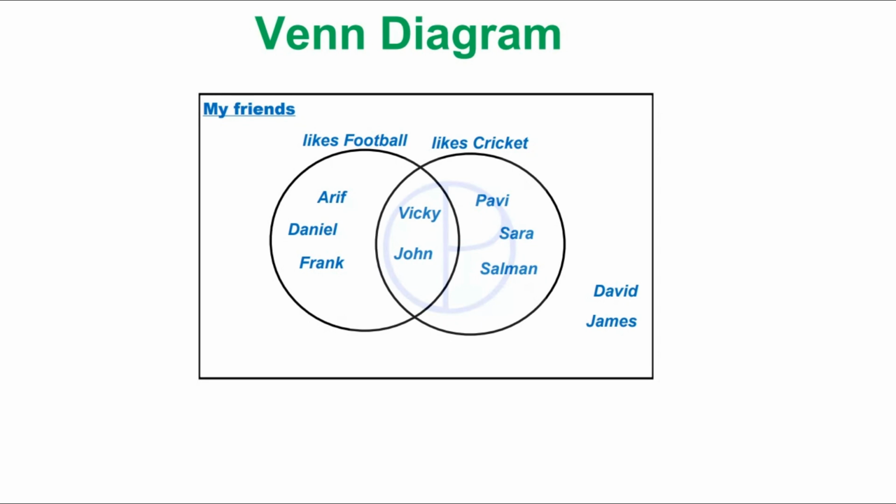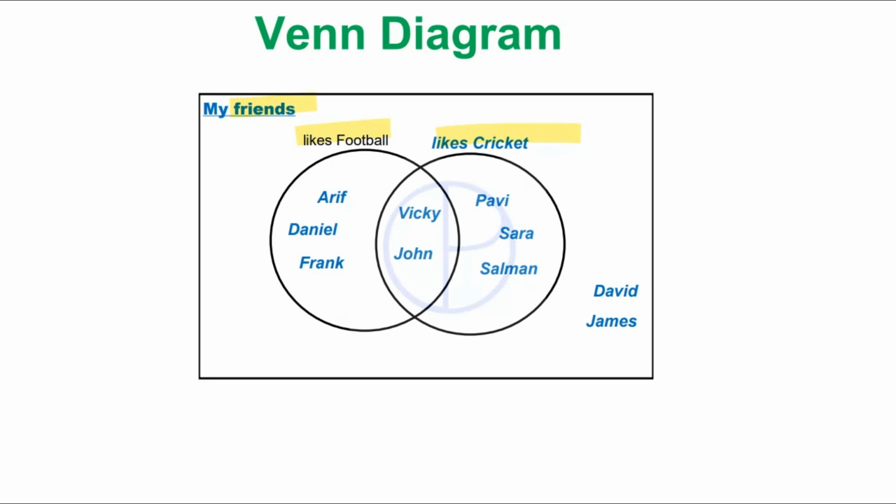And let's say I'm going to call this whole group of people my friends. These are my entire friends. Now I have some friends here who like football, and I have others who like cricket. And then we have some folks in between who like both, both football and cricket. So let's use this simple example to explain what a Venn diagram is.